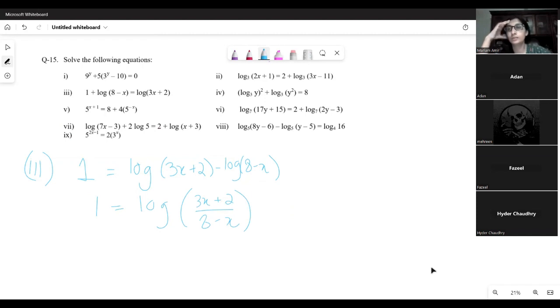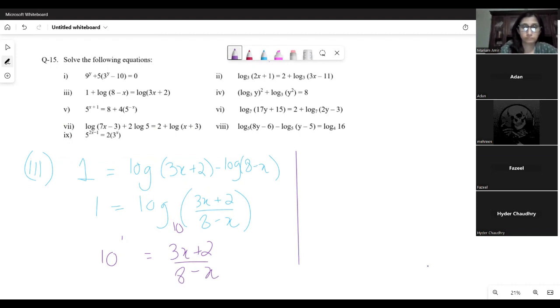Okay. Now, how will this log go to the other side? Fazil. It's 10 power 1. Good. Since there's a base hidden over here, the default base is 10. So when log base 10 goes to the other side, it just becomes 10 in the base and power 1, which is just 10. So now solve this quickly. Ma'am, is the answer 6? Yes, it is.